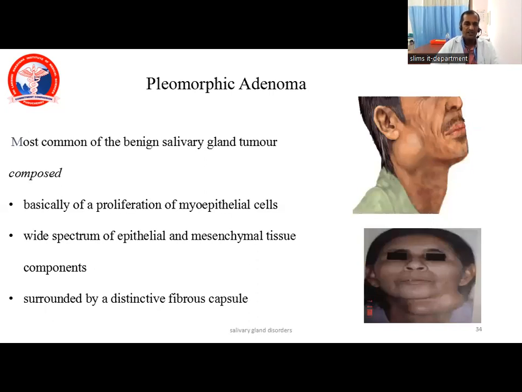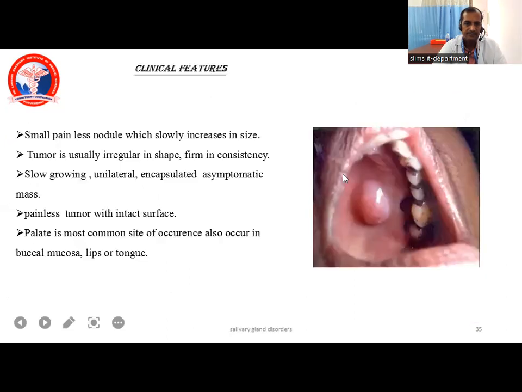The pleomorphic adenoma is the most common benign salivary gland tumor. Basically, a proliferation of myoepithelial cells, with a wide spectrum of epithelial and mesenchymal tissue components surrounded by a definitive capsule. So, it has a very good prognosis. Now, the clinical features: a small, painless nodule which slowly increases in size with intact structure. Palate is the most common site of occurrence.